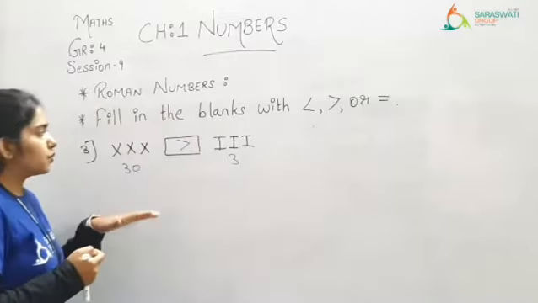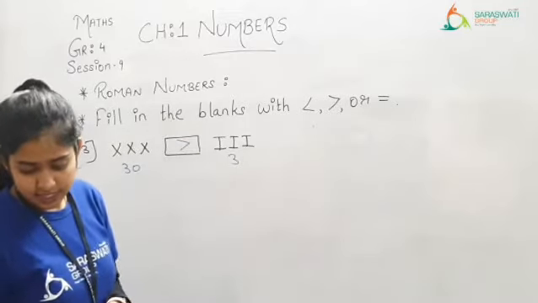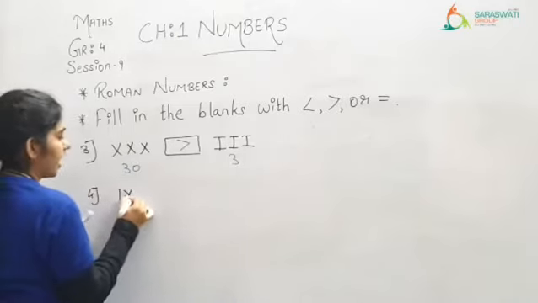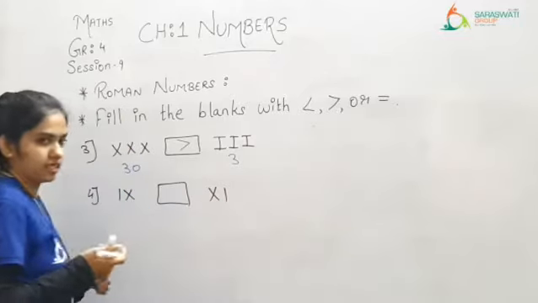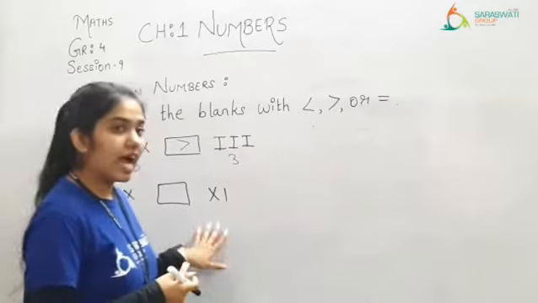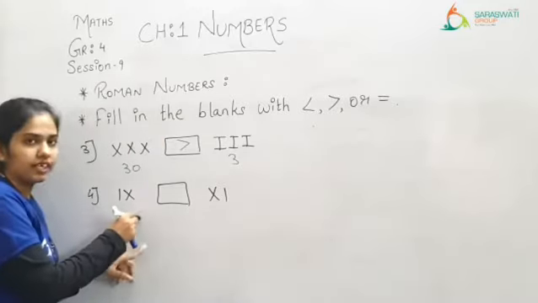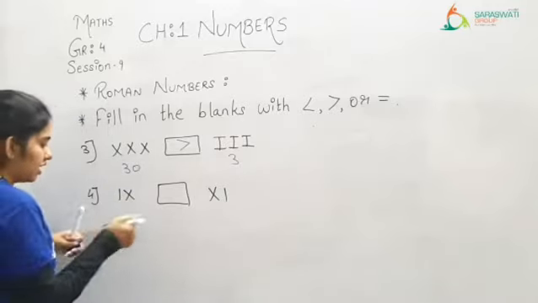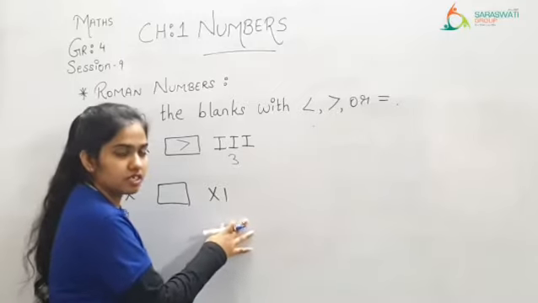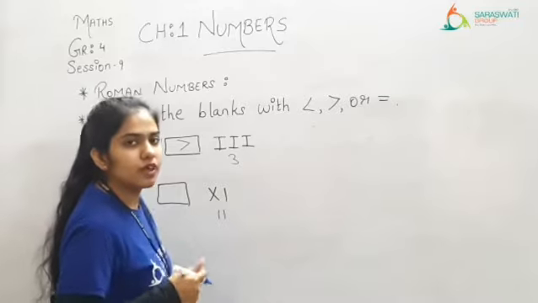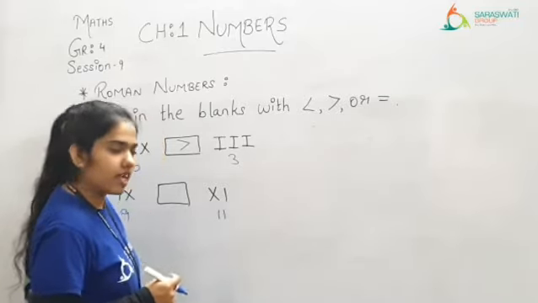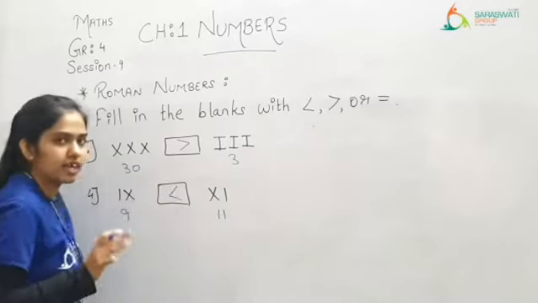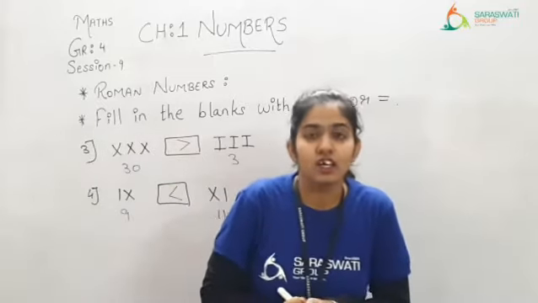Now the next one, that is IX and XI. So here two values are given. IX means over here 10 minus 1, 9. And on the right hand side is XI, which is 10 plus 1, 11. So which value is greater? Yes, 11 is greater. So we'll open the mouth on this side, on the side of 11. Right, students?